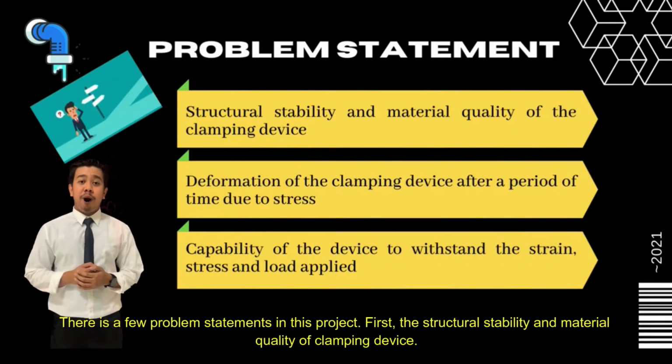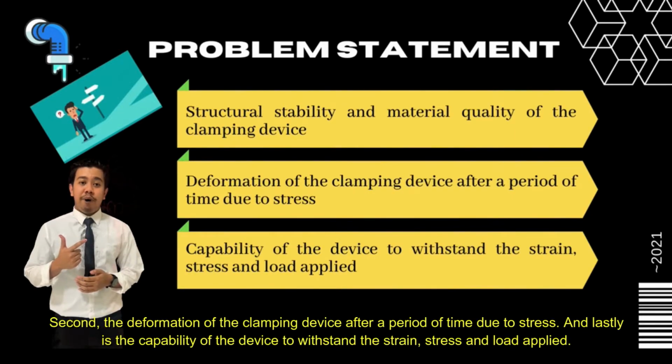There are a few problem statements in this project. First, the structural stability of material quality of the clamping device. Second, the deformation of the clamping device after a period of time due to stress. And lastly, the capability of the device to withstand the strain, stress and load applied.